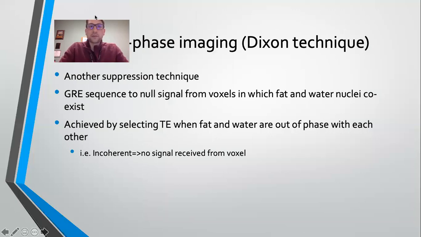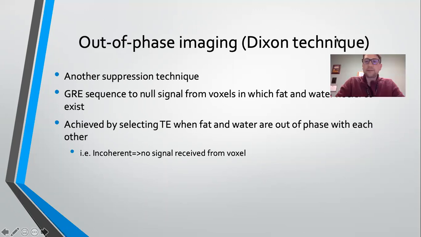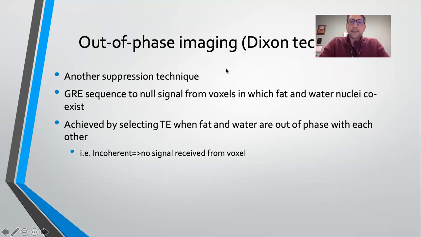All right, so let's just talk about what out of phase imaging is. It's called the Dixon technique also. This is another suppression technique. So this is a gradient echo pulse sequence, a T1, where you have two separate TEs, one where fat and water are in phase, one where fat and water are out of phase. So we're selecting two TEs.